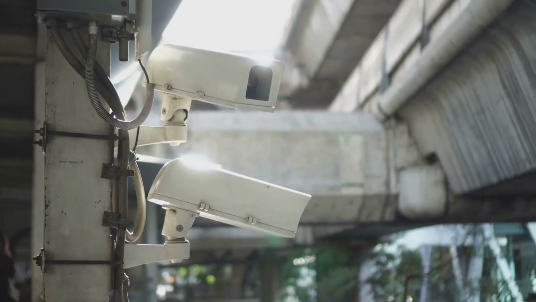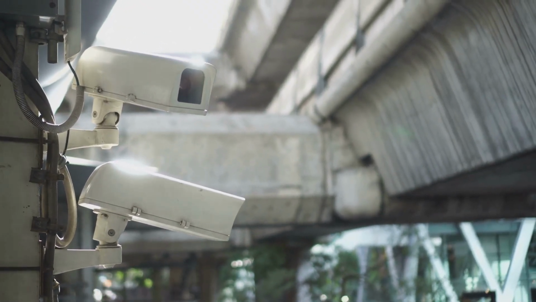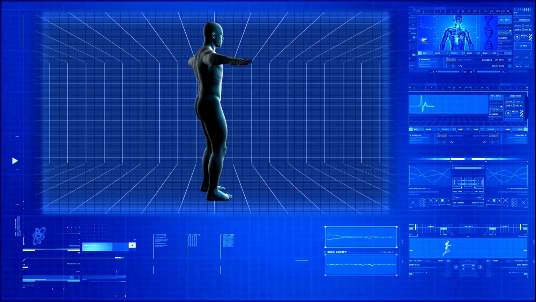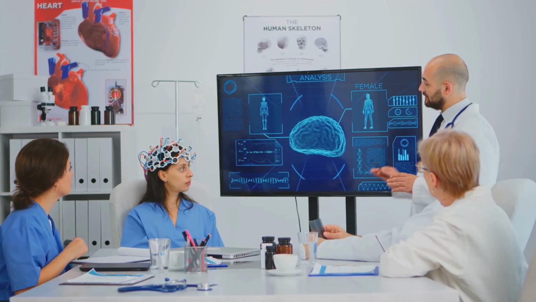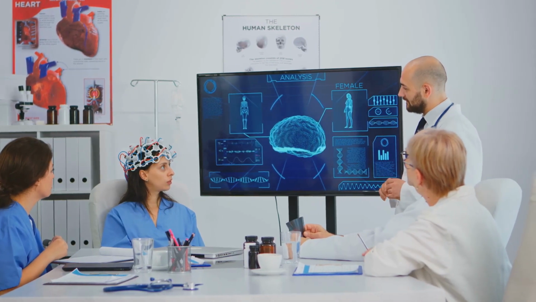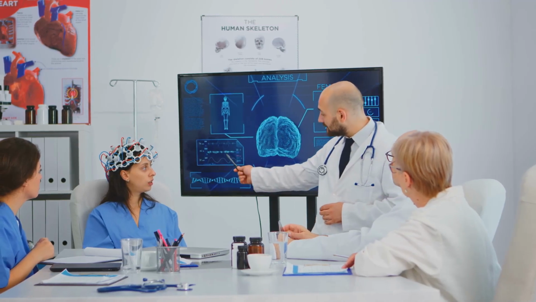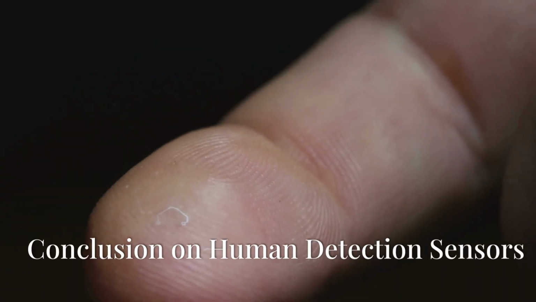On the other hand, the widespread use of these sensors raises concerns about privacy and security. Continuous monitoring can lead to data collection without consent, potentially infringing on individual freedoms. As such, it is imperative that developers and policymakers establish guidelines to ensure ethical use of human detection technologies, balancing technological advancement with respect for privacy.